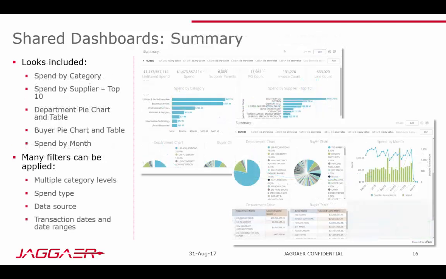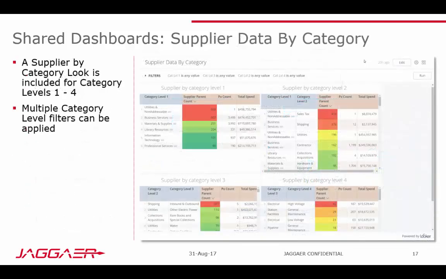The summary dashboard is the default dashboard that you see upon entering the View Reporting and Analysis area, and this includes a number of details that can be used as a jumping off point for exploring. Things like total spend, spend by category, top 10 suppliers, and so on. Supplier data by category looks into the different category levels that you have activated for your taxonomy in your site. So it goes through each category level. If you have up to 6, those will be listed there. And it shows the supplier parent count, PO count, and total spend for each of those categories at each level.